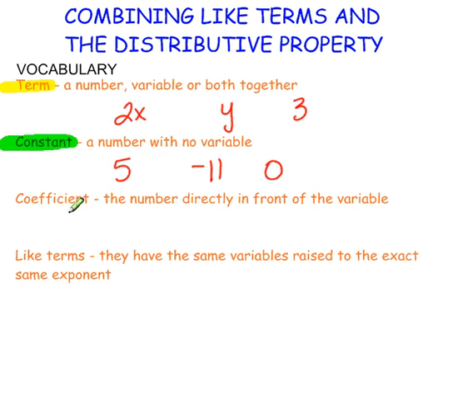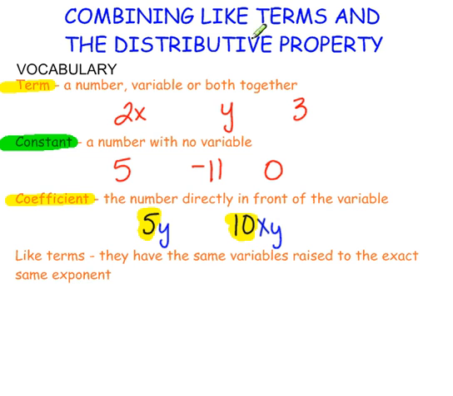All right, let's get a little bit more detailed. We have the vocabulary term coefficient. A coefficient is the number directly in front of the variable. Okay, so let's say I have the term 5y. The coefficient would be 5. Or let's say I had the term 10xy. The coefficient in this term is 10. So a coefficient is the number directly in front of the variable or variables listed, because there could be more than one.